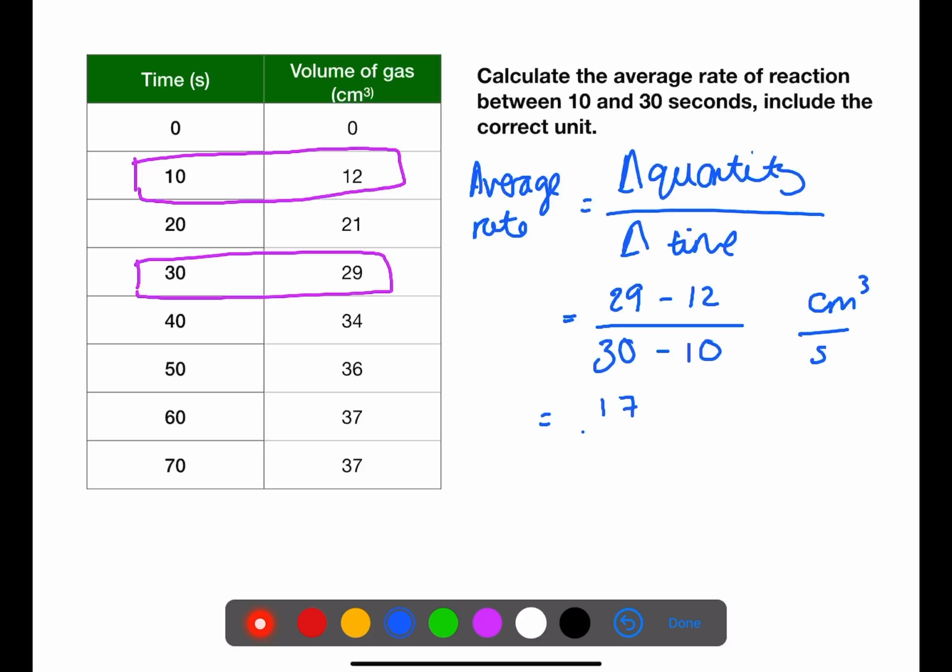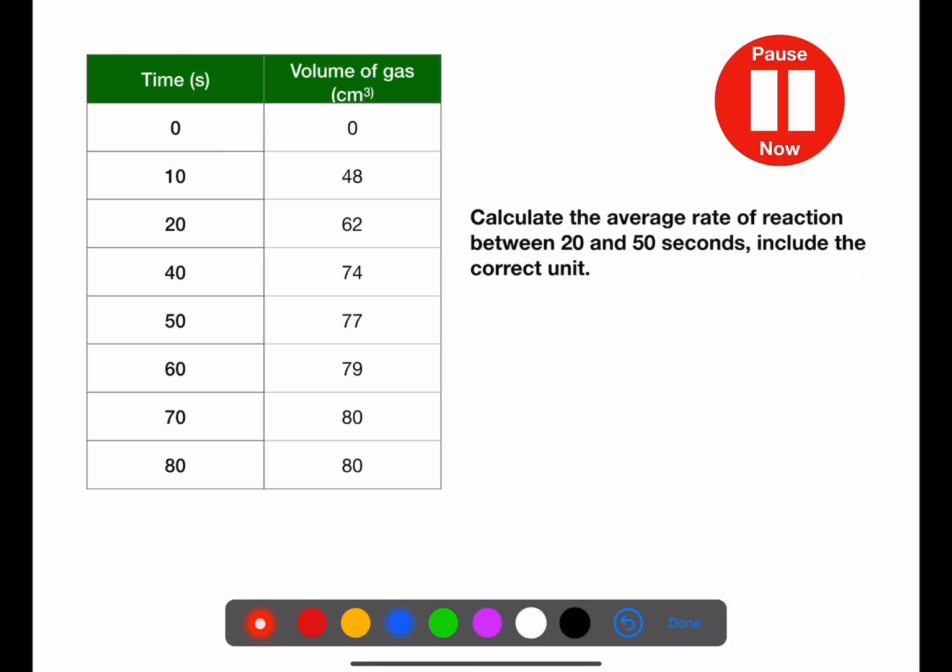So we have 17 centimetres cubed divided by 20 seconds, which is an average rate of 0.85 centimetres cubed per second. So what we're looking at is how much volume of gas is produced every second within that time period. Pause the video now and try this example.